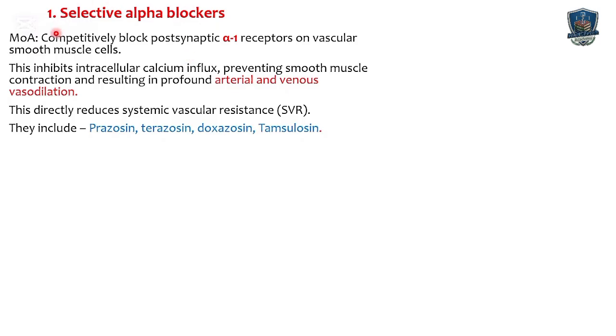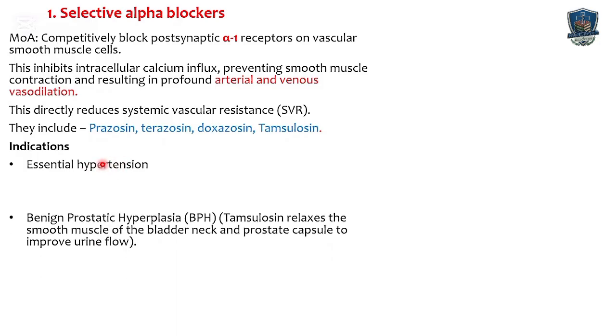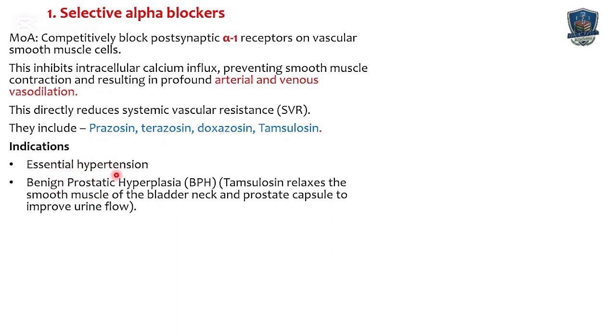So as examples of drugs that are selective, these are prazosin, terazosin, doxazosin, and tamsulosin. So how are they indicated? Number one, they're antihypertensive, so they're good for hypertension. They can also be used for benign prostatic hyperplasia, BPH, and the major drug being used here is tamsulosin, because it also relaxes the smooth muscles of the bladder neck and prostate capsule to improve the urine flow. So tamsulosin is majorly used for those clients who have BPH.